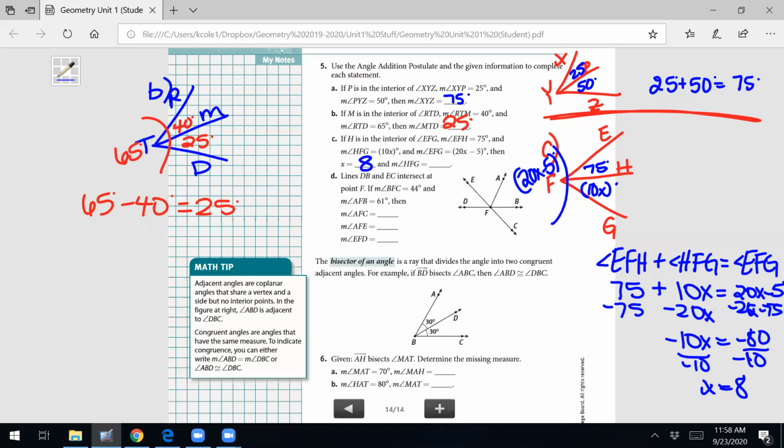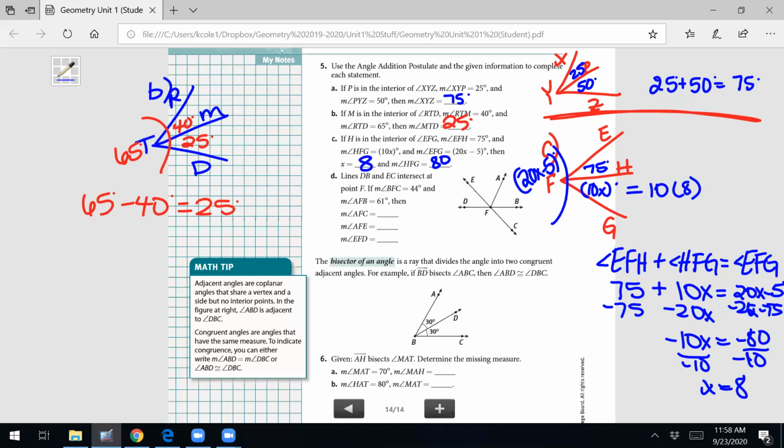Now, then they take it a step further and say, okay, well, that's cool, but what I really want to know is what is the measure of angle HFG. So what is that going to be? It's going to be 80. Good, because you're going to take that 8 and plug it in. 10 times 8 is 80.